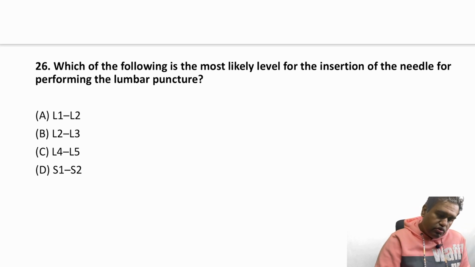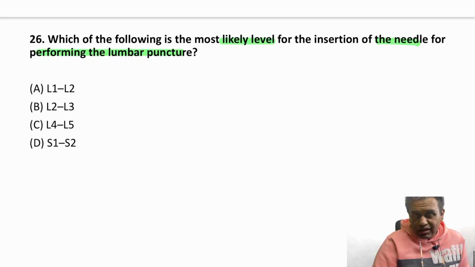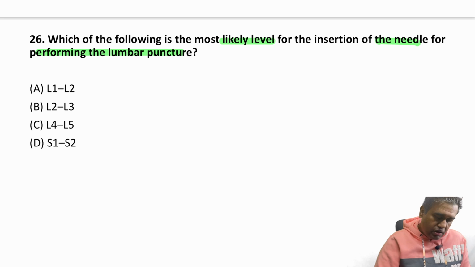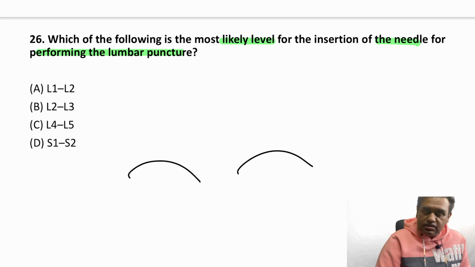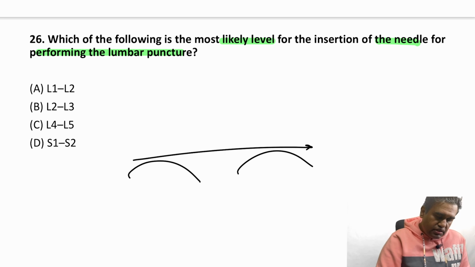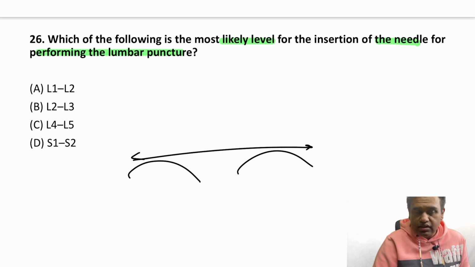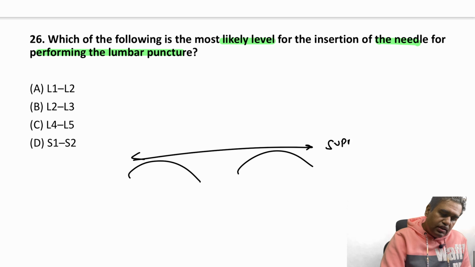Let's see one more question. Which of the following is the most likely level for the insertion of a needle for performing a lumbar puncture? Again, very practical and straightforward question. But if you have seen or done LP, it would be a cakewalk. Normally when we do an LP, we look for both the iliac crests and look for a plane which is passing through the highest point of the iliac crest. That is what is known as the supracristal plane.